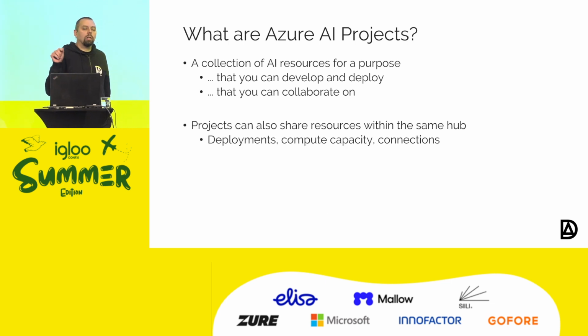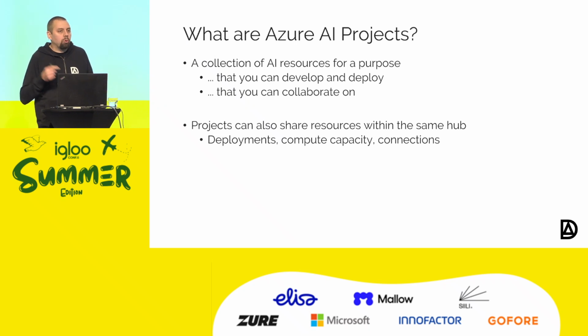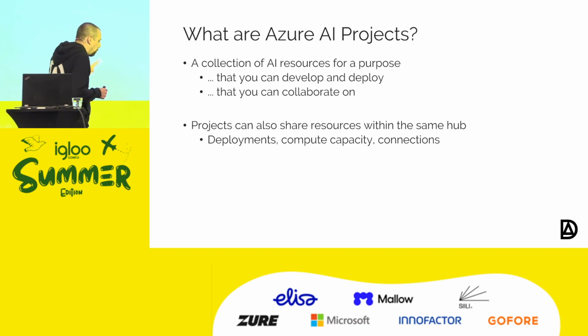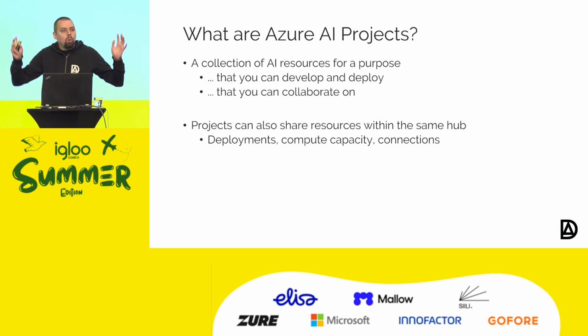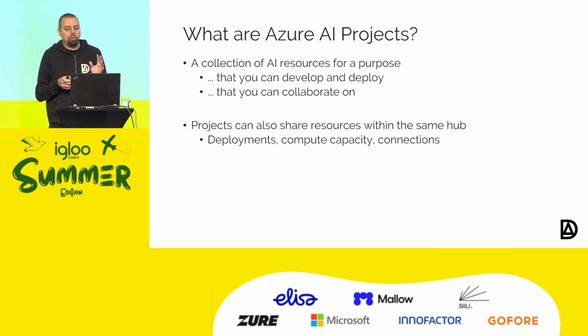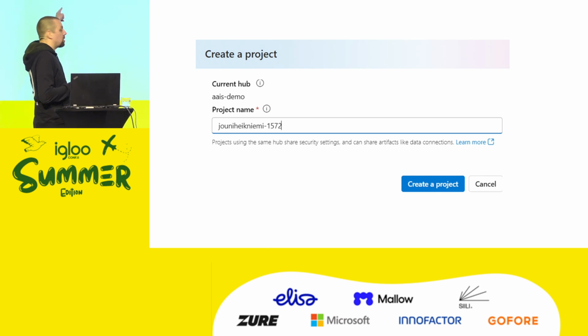Also, projects. The hub also acts as a grouping in the sense that projects can share some resources within the same hub. So, for example, you can have deployments of custom models, or you can have compute capacity for some certain model or scenario, and you can have connections to external services, indexes, databases, OpenAI service instances outside the hub. So essentially, what's happening here is just a topology of concepts. And if you create a project, it's very simple. There are no magic properties here. You're just giving essentially a name.